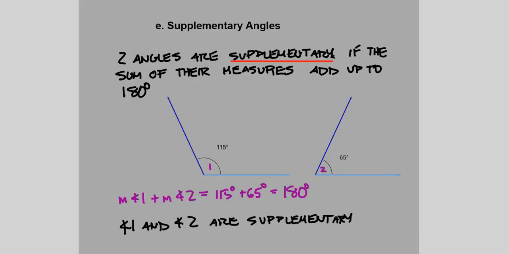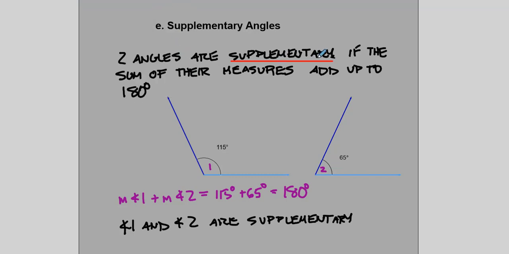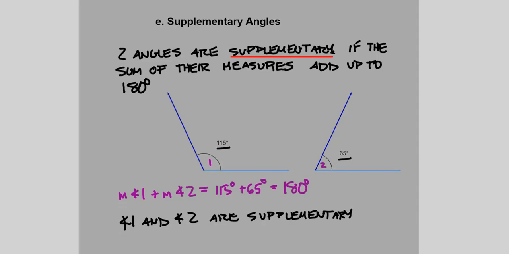Okay, supplementary angles. Two angles are supplementary if the sum of their measures adds up to 180 degrees. As I mentioned earlier, this little m means the measure of angle 1. So I have angle 1 here has a measure of 115 degrees. Angle 2 has a measure of 65 degrees. When you add those up, it gives you 180. So we say angles 1 and 2 are supplementary.